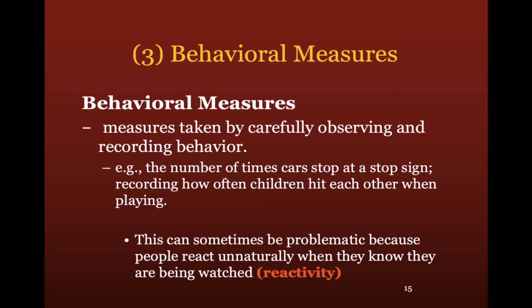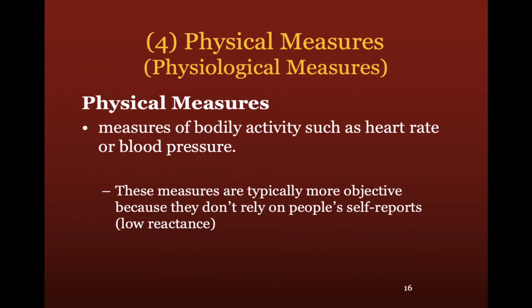Now, one of the problems with behavioral measures is that people don't always act naturally when they know they're being observed. So if you are going to use a behavioral measure, you want to make sure that you're observing them in a way in which they don't know or don't really recognize that they're being observed.